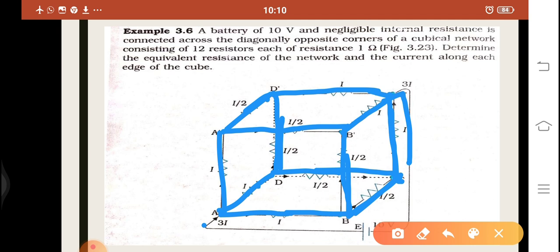If you take I, then I by 3, I by 3, I by 3, then I by 6, I by 6, then I by 3, I by 3, I by 3 sum. So Kirchhoff's junction law and rule will be applicable. We have taken 3I current for convenience.